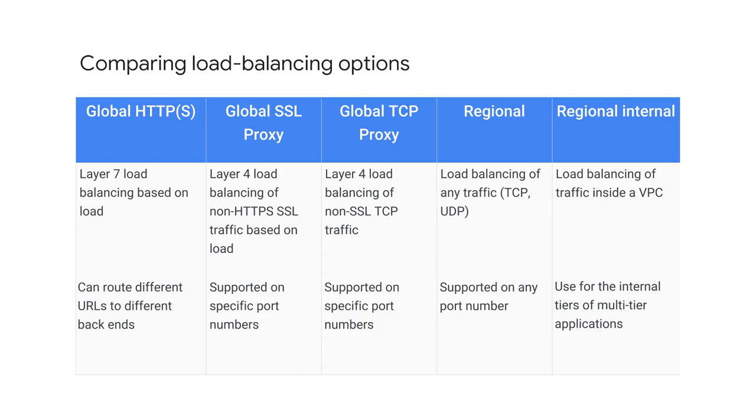If your traffic isn't HTTP or HTTPS, you can use the global TCP or SSL proxy for traffic on many ports. For other ports, or for UDP traffic, use the regional load balancer. Finally, to load balance the internal tiers of a multi-tier application, use the internal load balancer.